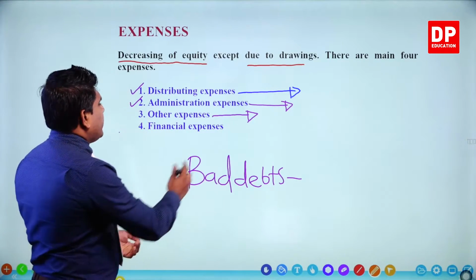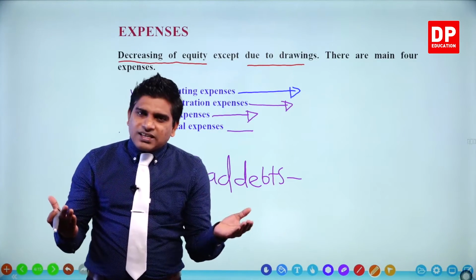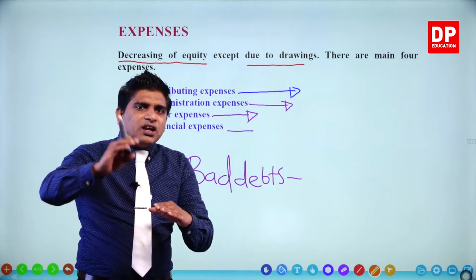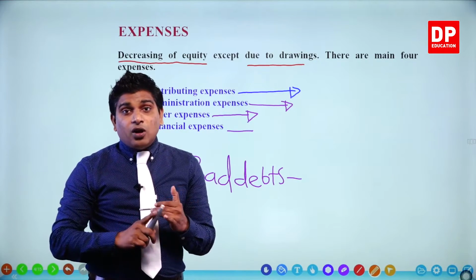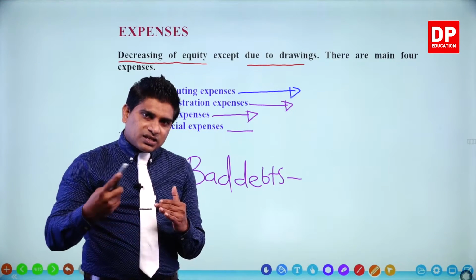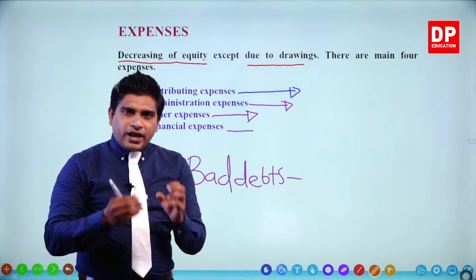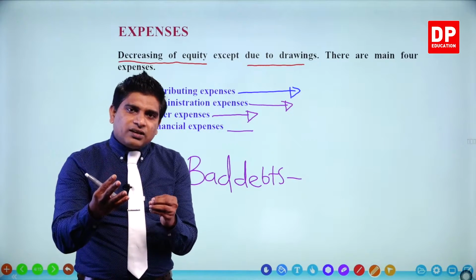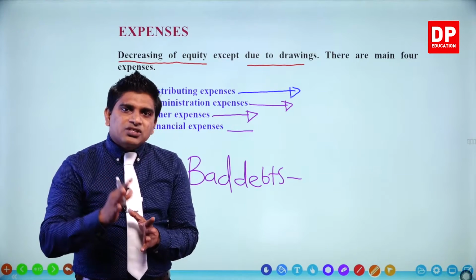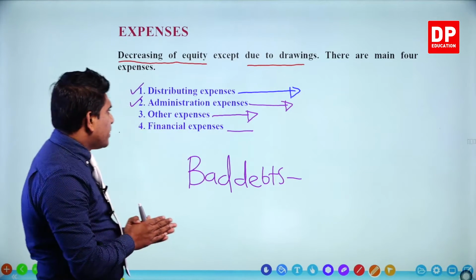Finally, financial expense. Financial expenses are connected every time with financial related activities. Bank loan interest is a financial related activity. Checkbook charges, you have to pay money for checks, and bank charges. These are all expenses connected with financial activity, bank related activities. So they are called financial expenses.